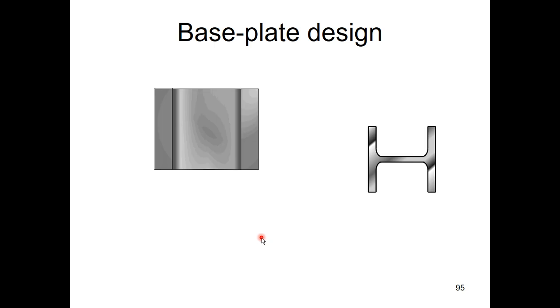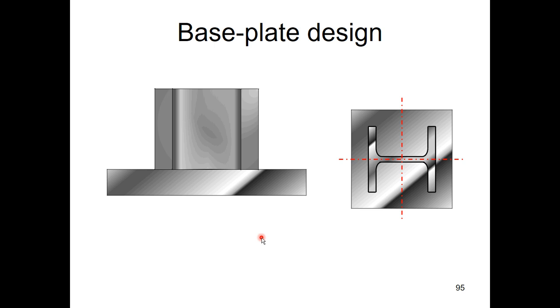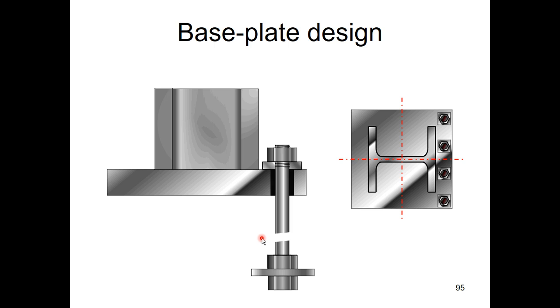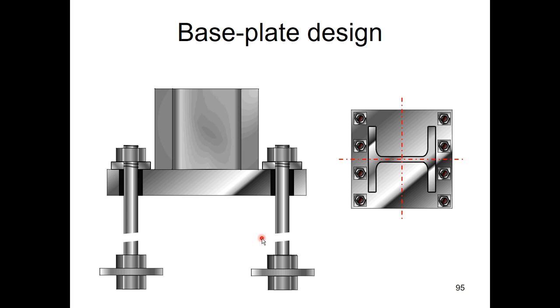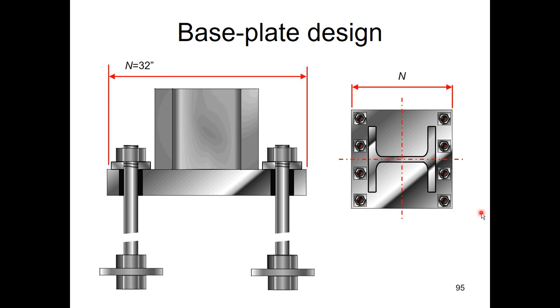All right, so here's a column. There's the base plate. We're putting anchor rods to hold it down for both tension and flexure. And of course, we have the anchor rods on both sides because the flexure can go either way. So 4 anchor rods here and 4 anchor rods here. Dimension here of 32 inches. Width here also 32 inches, I believe.